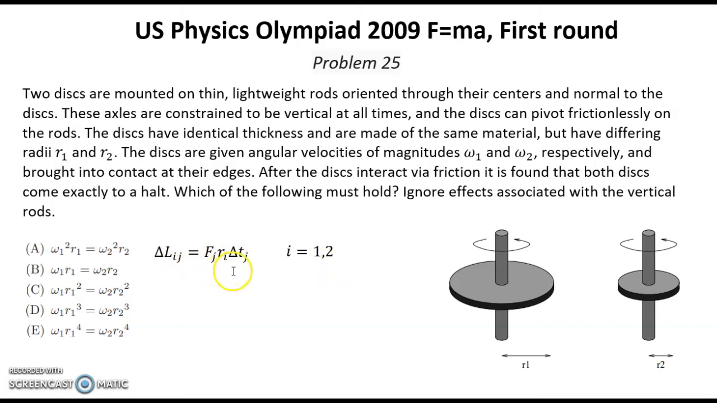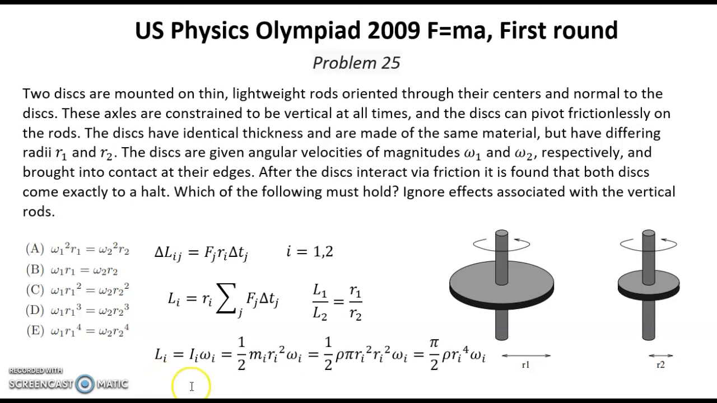Now we can sum all this interaction until both disks come to a halt. So it means that the total change of angular momentum equals the total initial angular momentum. It means that we have this formula. So for both i, we have this sum the same for both disks. It means that we can divide the angular momentum for the first disk by the angular momentum for the second disk and have this relation. What are the initial angular momenta for both disks?